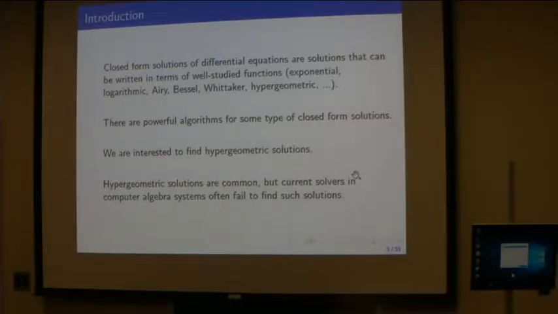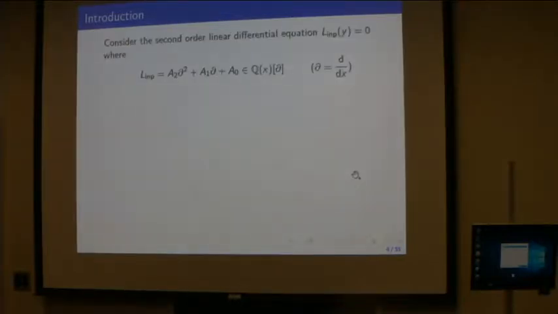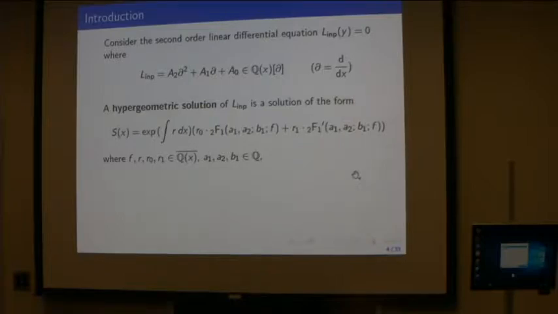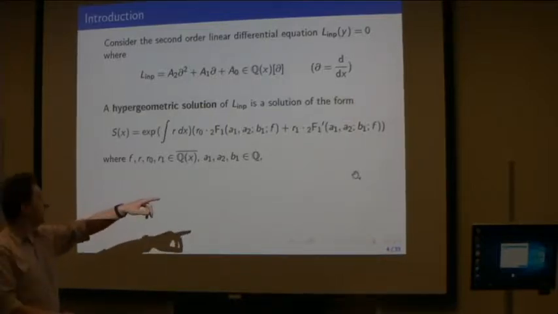Okay, so now we will consider differential equations of second order. So we have L_input y is equal to 0. This is our differential equation, and L_input is a differential operator with rational function coefficients. These are the equations for which we are trying to find hypergeometric solutions. A hypergeometric solution of this equation is a solution of this form.